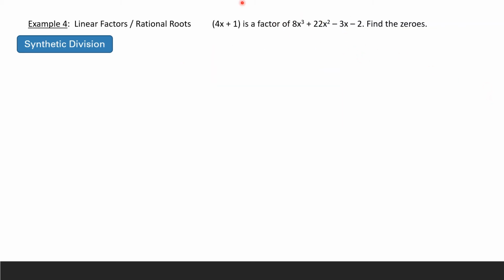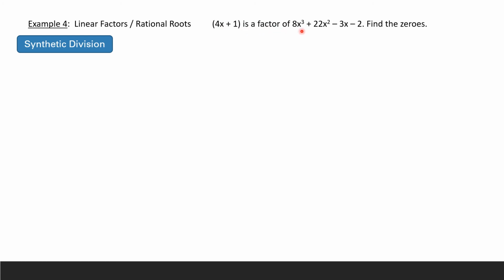So let's try one that's a little different, when we have linear factors or when we have rational roots. So still synthetic division, but this one isn't set up. The other divisors were x plus 4, x plus 3, x minus 2, right? This time we have a 4. We have a coefficient in front of the x.